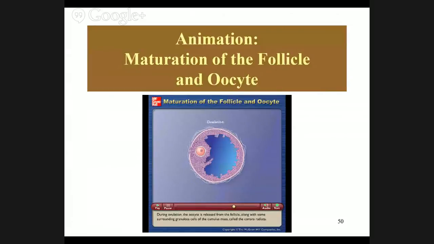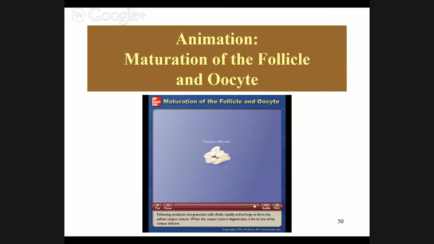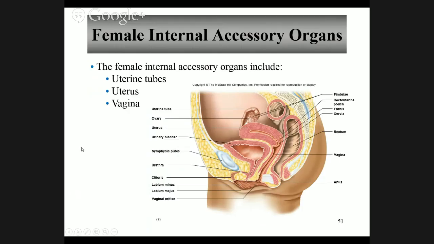During ovulation, the oocyte is released from the follicle, along with some surrounding granulosa cells of the cumulus mass, called the corona radiata. Following ovulation, the granulosa cells divide rapidly and enlarge to form the yellow corpus luteum. When the corpus luteum degenerates, it forms the white corpus albicans.